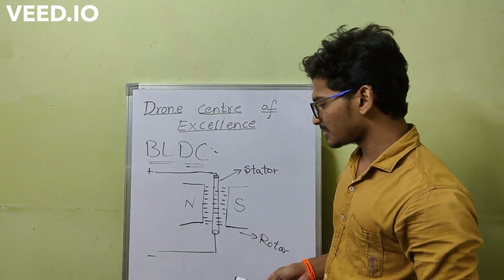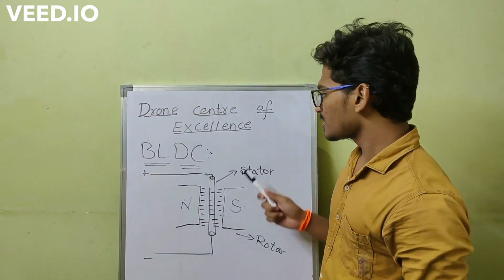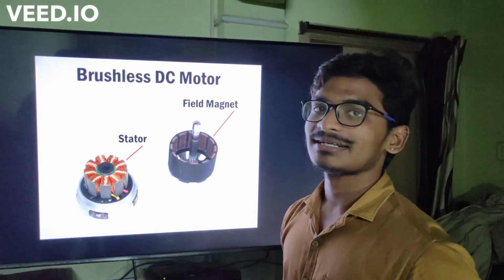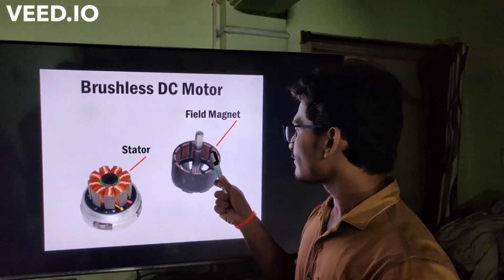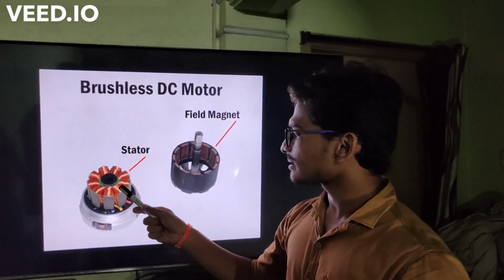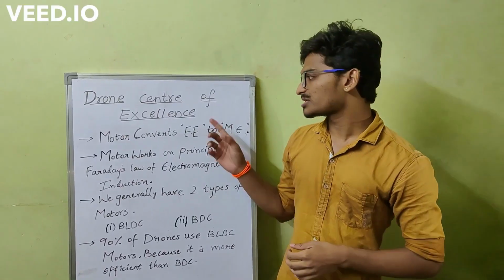There are no brushes here. There are no losses in this motor. Mostly, 90% of the drones use these motors. Let us take a look at the image of the brushless DC motor. This is the rotor and this is the stator. The magnets are attached to the rotor and the conductors are attached to the stator. I hope you all get a clear view about this motor.